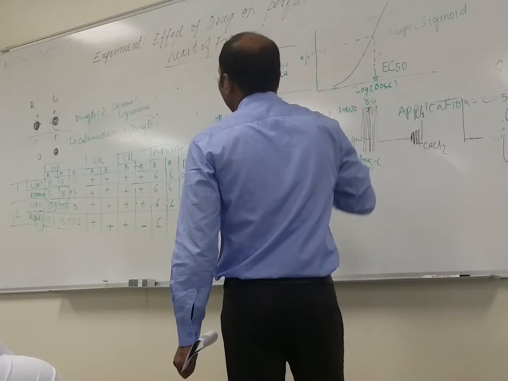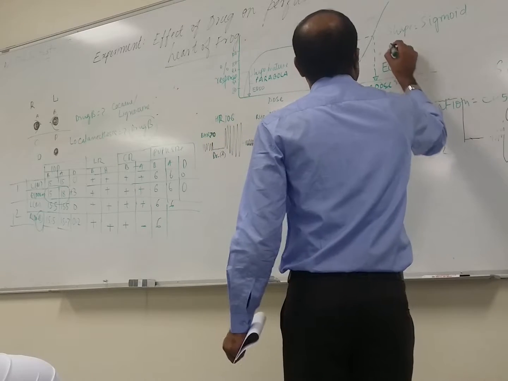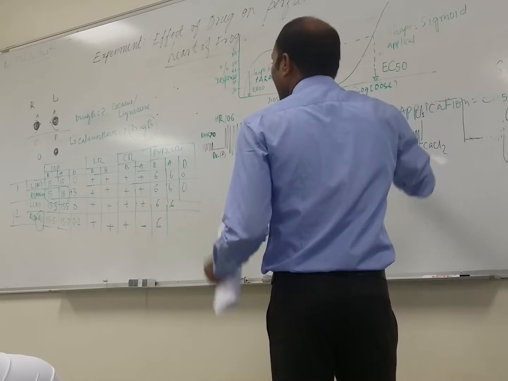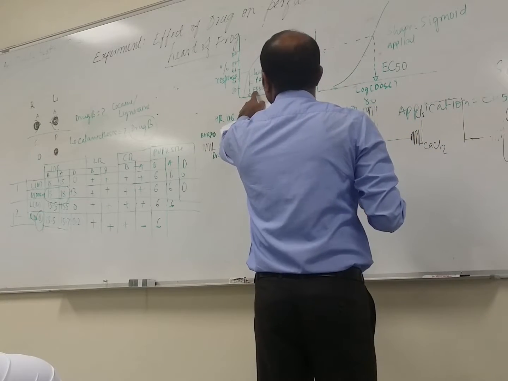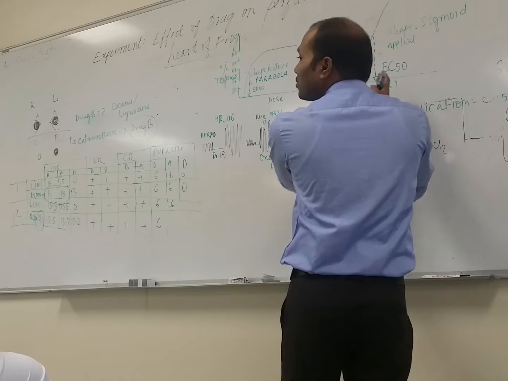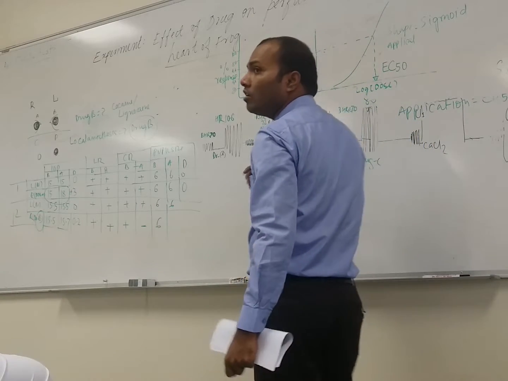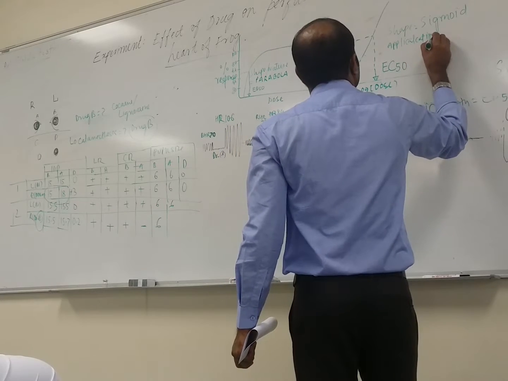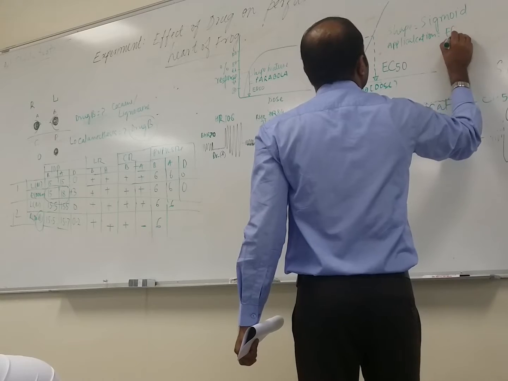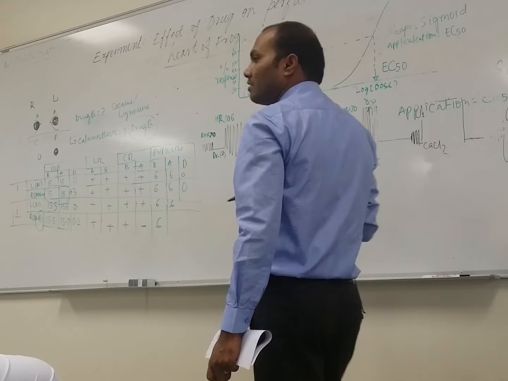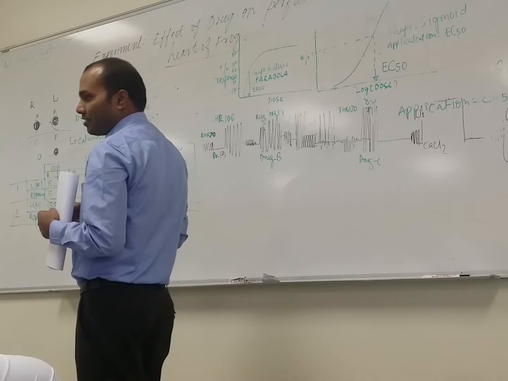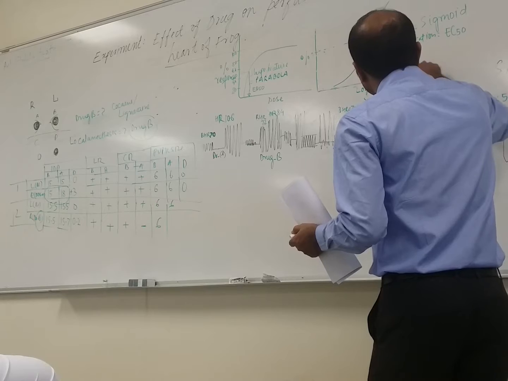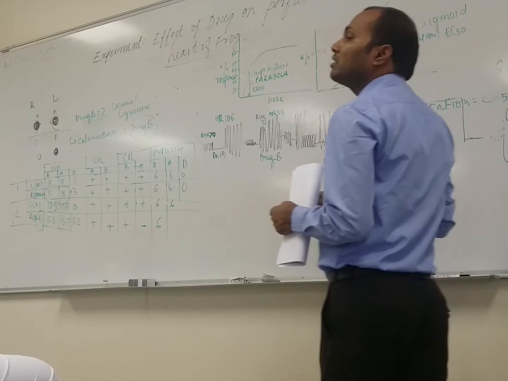What is the application of this graph? Application is EC50, because log dose is the concentration. Here it was the dose, so it is called ED50. And this is the 50% concentration, so it is called EC50. EC is effective concentration, which produces 50% response. What is the 50? 50 is the 50% response.